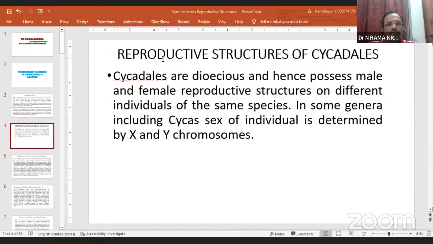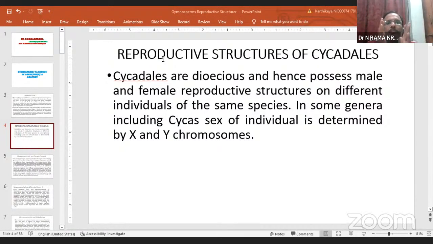See, the gymnosperms are heterosporous. Microspores, which we call pollen grains, are responsible for the development of the male gametophyte, and megaspores for the female gametophyte. Microspores are the first cells of the male gametophyte, okay? Before going further, you know very well about gametophyte and sporophyte.